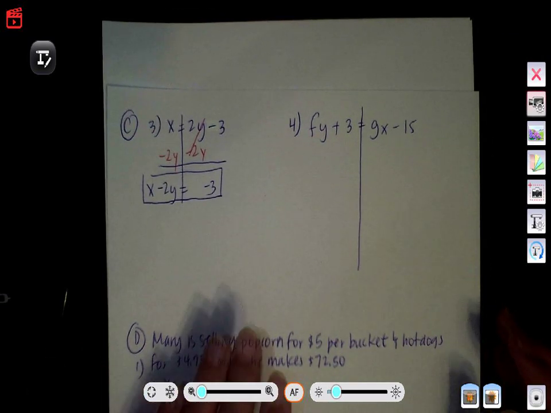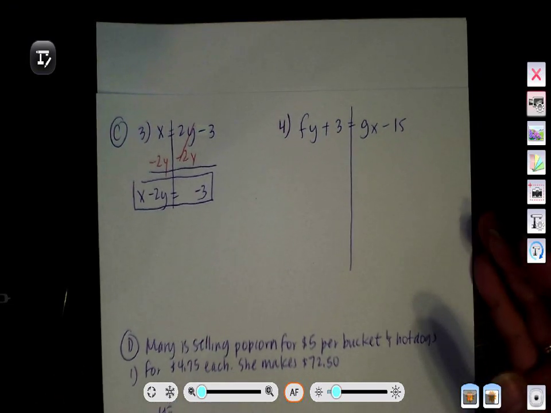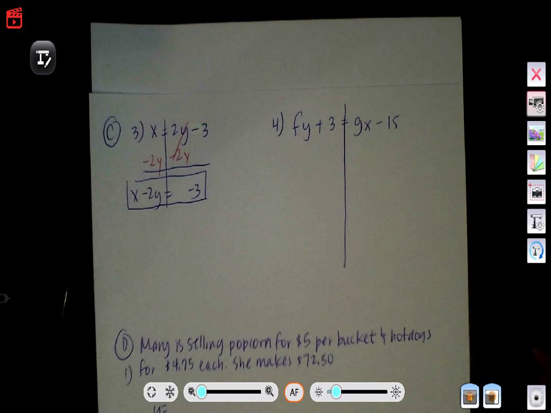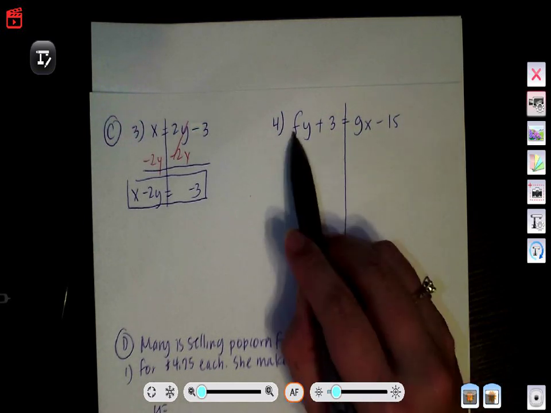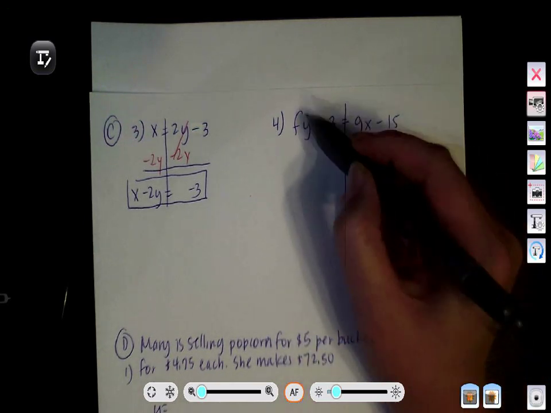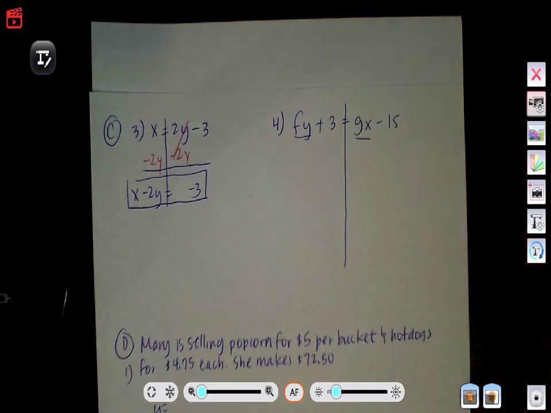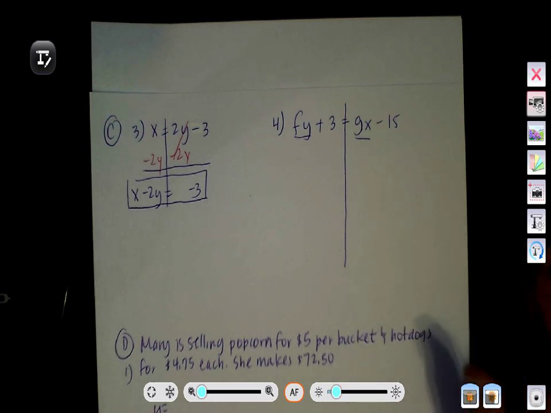Number 3 I already did for you, and 4 again is the one with a variable that may look a little bit more confusing, so I'm going to walk us through this one. Okay? Looking at this equation, something y plus 3 is equal to something x minus 15. So I'm looking at this and saying, okay, these are the x and y variable terms, and the 3 and the 15, or negative 15, are the number terms.